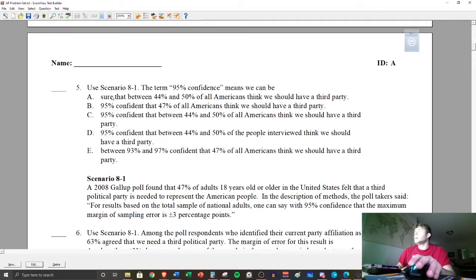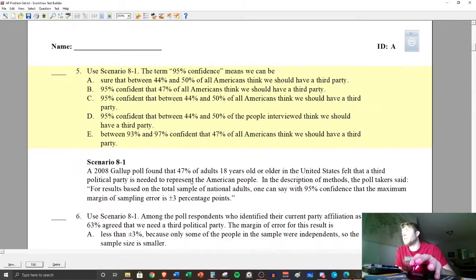Okay. So number 5, it says use the scenario 8.1 to help you with it. It says a Gallup poll found that 47% of adults 18 years old or older in the United States felt that a third political party is needed to represent the American people. In the description of methods, the poll taker said, for the results based on the total sample of national students, one can say with 95% confidence that the maximum margin of sampling error is plus or minus 3 percentage points.